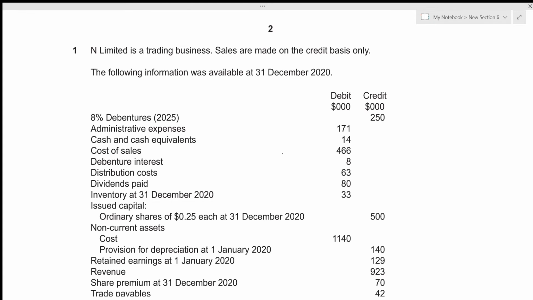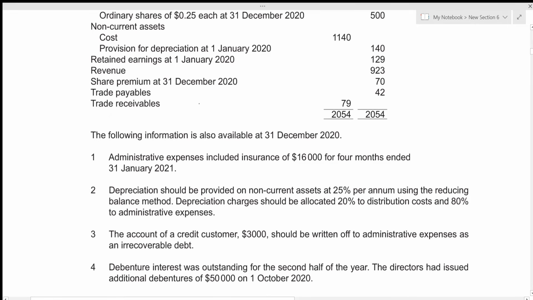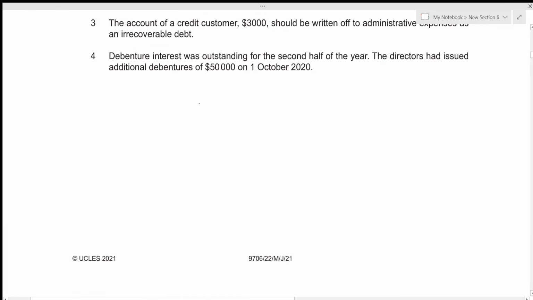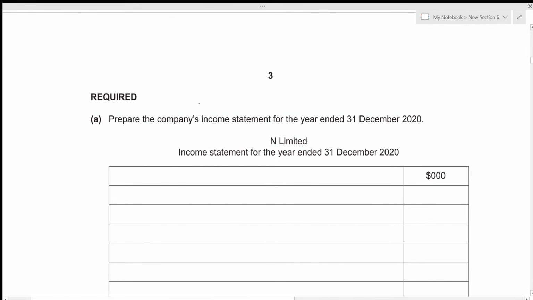N Limited is a trading business and sales are made on the credit basis only. So there are no cash sales and we're given the information available at 31st December 2020. We're also given additional information relating to administrative expenses, depreciation, credit customers, and then debenture interest. Let's have a look at the question first. We need to prepare the company's income statement for the year ended 31st December 2020.